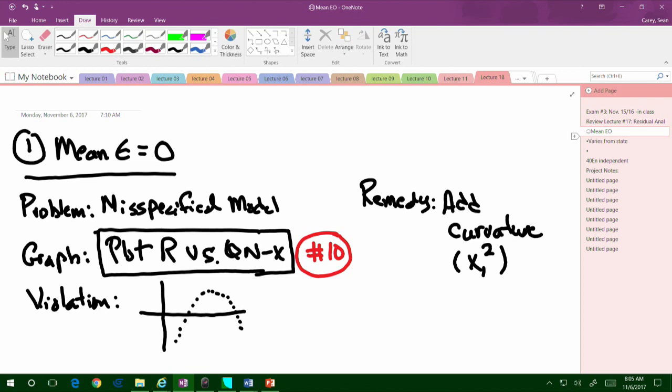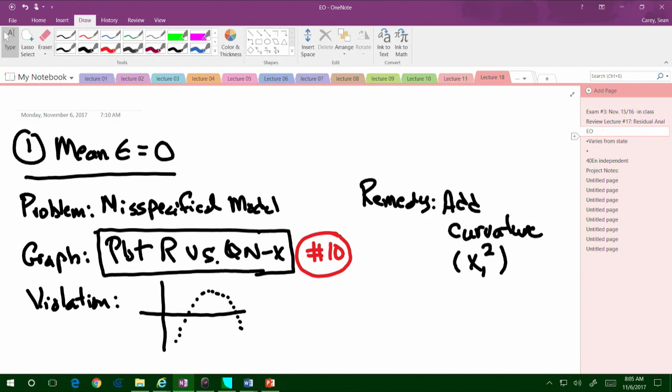Now, typically the problem will occur. That is, this will be violated when you have misspecified the model. That means the correct form of the model has not been proposed by you. Maybe you left out interaction or curvature or something like that. Maybe you left out an important variable. That's called a misspecified model. That's the problem.